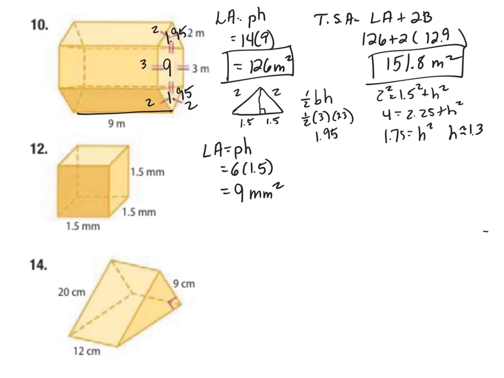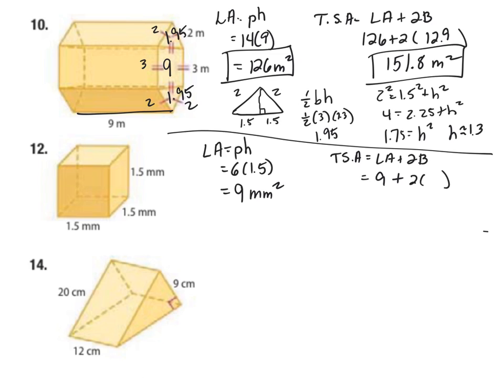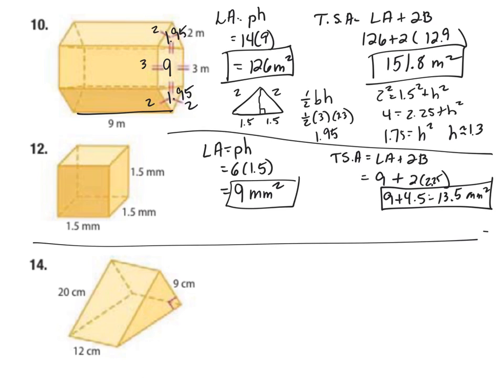Then for my total surface area, the formula is LA plus 2B. Well, LA is 9, and my bases are squares, so they're 1.5 squared. So that's 2.25s. So that's 9 plus 4.5, which is 13.5 square millimeters. So there's my lateral and my total surface.